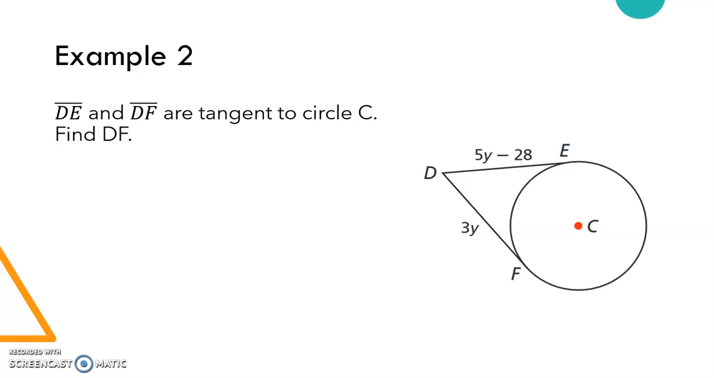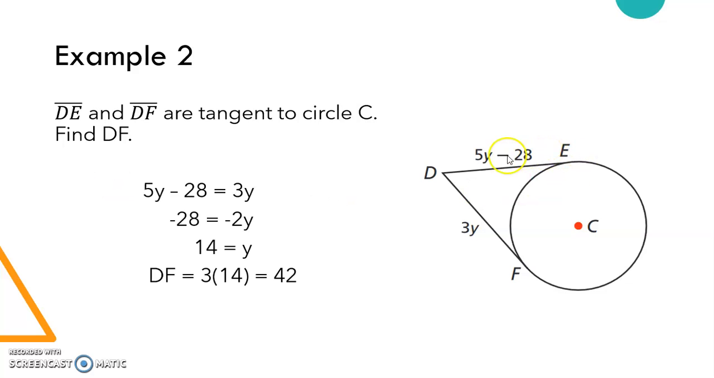In example 2, they tell you that DE and DF are tangent to circle C. They want you to find the length of DF. Okay, so we're going to use that theorem that we just talked about. Remember, if I have two tangents that meet at a point, think about what's going to be true about their lengths. So see if you can solve this one, and then press play to see if your answer is correct.